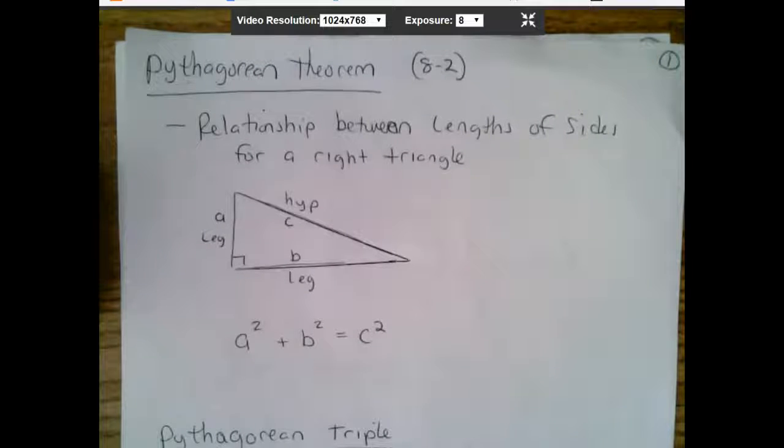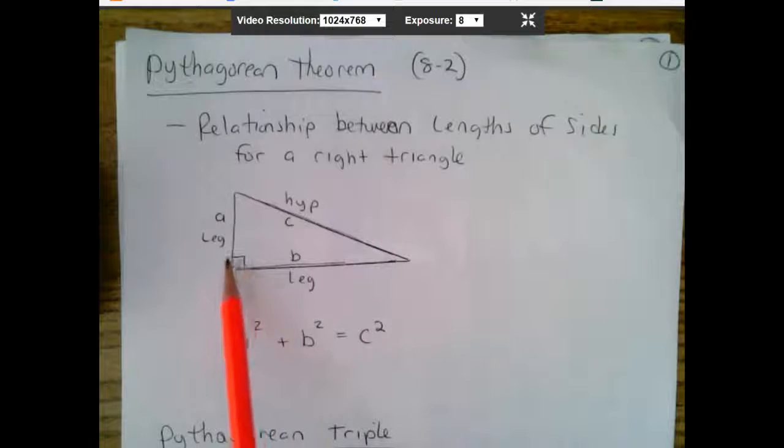Okay, so this is our notes for Geometry, Chapter 8, Lesson 2. This is going to be on something you're probably a little familiar with, the Pythagorean Theorem. And really, you know what the Pythagorean Theorem is. Really, it's a relationship between lengths of sides for a right triangle.